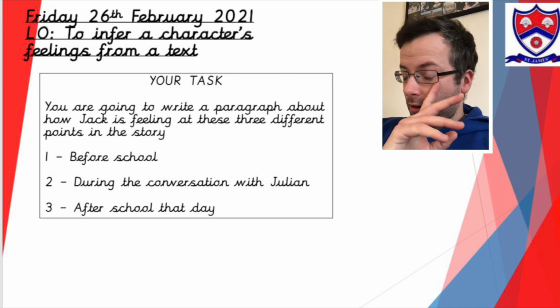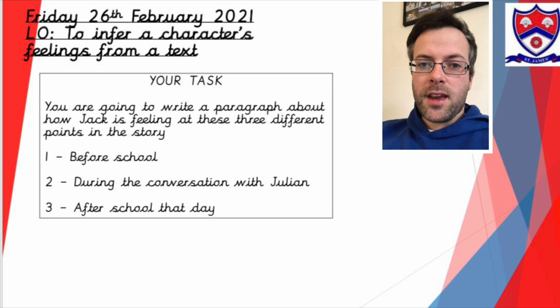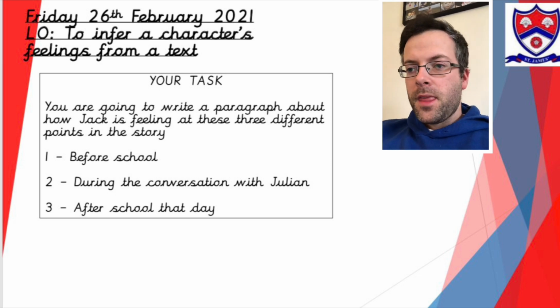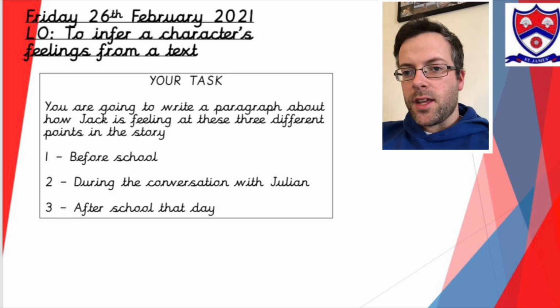So three short paragraphs. One, explaining what Jack's thinking before he goes into school that day. Number two, what he's actually thinking as he's saying those things to Julian. And then number three, what he's thinking at the end of the day about what he said. Right. You can pause and write that now if you want, or you can read the next chapter and then do that at the end.